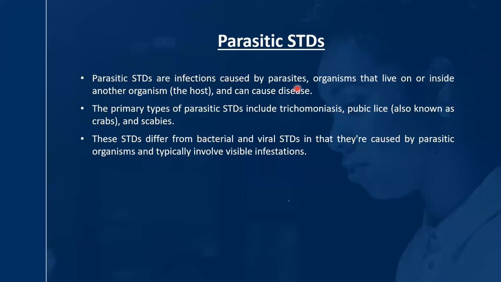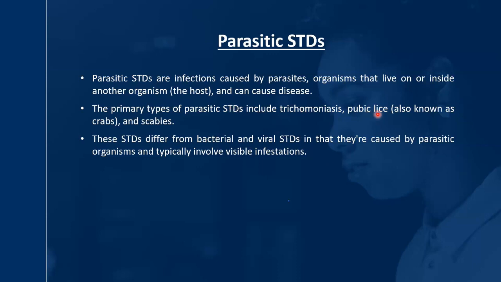Parasitic STDs are infections caused by parasite organisms that live on or inside the organism, the host, and can cause disease. The primary types of parasitic STDs include trichomoniasis, pubic lice, also known as crabs, and scabies. These three diseases can be easily transmitted through sexual contact. These STDs are different from bacterial and viral STDs in that they are caused by parasitic organisms and typically involve visible infestations. These parasitic sexually transmitted infections can be seen with the naked eye.